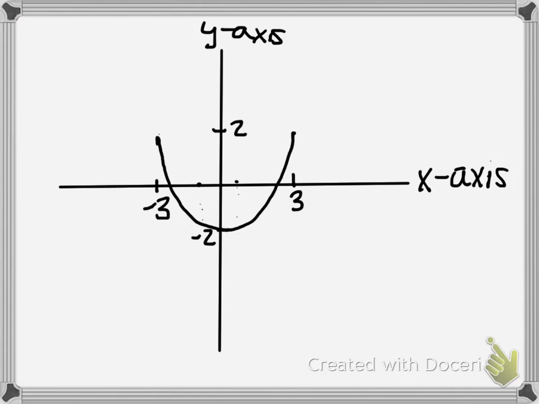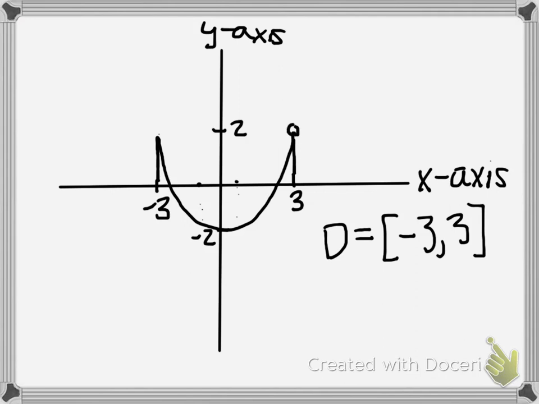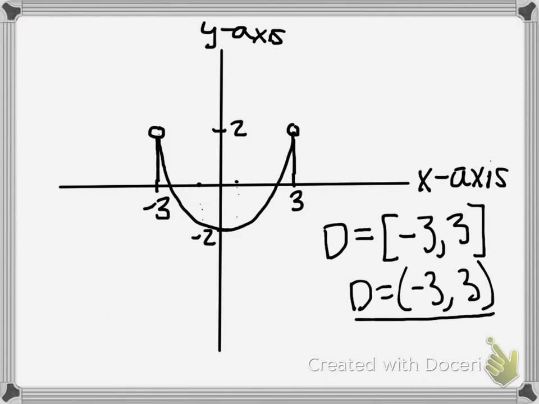So I know all of the values between -3 and 3 are in my domain. So I'll say D is equal to everything from -3 to 3. These square brackets mean that I am including my endpoints. If my graph didn't have these points at -3 and 3, then my domain would be -3 to 3, but not including the endpoints. That would mean that I could plug in everything from -3 to 3, but not either -3 or 3.